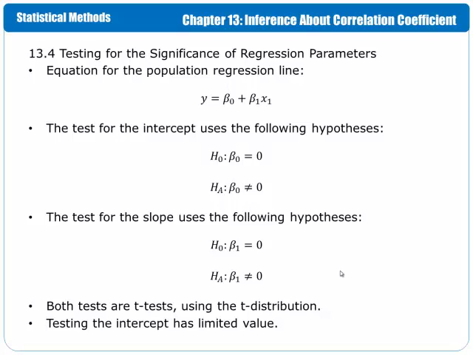However, the test of the intercept has limited value. All that the test for the intercept will tell us is whether or not the intercept of our regression line passes through the origin. If it doesn't, that may not mean anything to us. Even if it does, that may not mean anything to us. And so it's often not considered a test of interest. The test for the slope is the one that we are typically interested in.